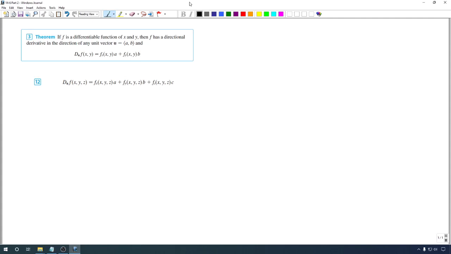When we looked at formulas for the directional derivative, we had one formula for 2 dimensions and one formula for 3 dimensions. But it's a very nice formula, and it doesn't take much thought to recognize that both of these are dot products. The first one can be viewed as the dot product of the vector f sub x of xy, f sub y of xy, dotted with the vector AB. But the vector AB is our unit vector that we're dealing with.